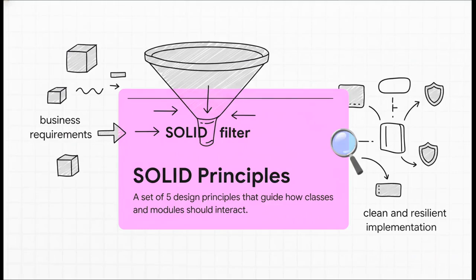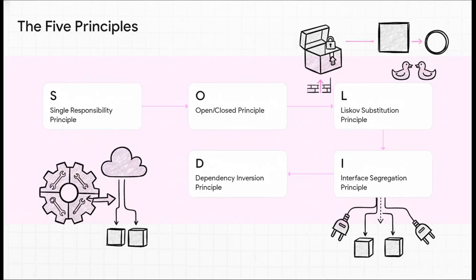So what is it really? At its heart, SOLID is a set of 5 design principles. I love this idea of it being a design filter. Before you even write a line of code, you run your ideas through this filter. It helps you catch design problems early and make sure the final product is clean and built to last. So, what are these 5 principles? Well, the acronym SOLID makes it easy to remember. We've got single responsibility, open/closed, Liskov substitution, interface segregation, and finally, dependency inversion. Let's break down what each of these actually means.